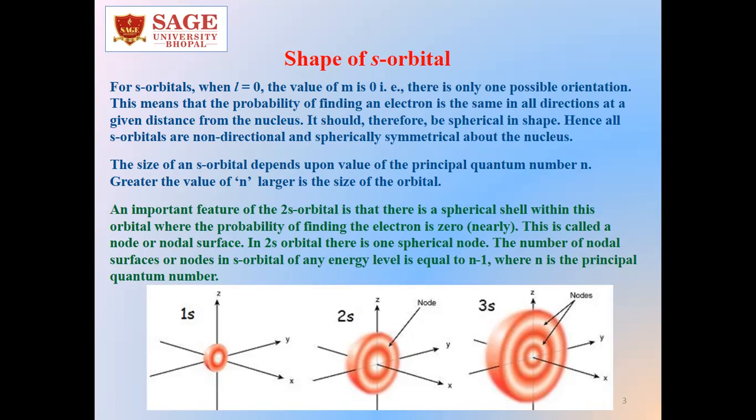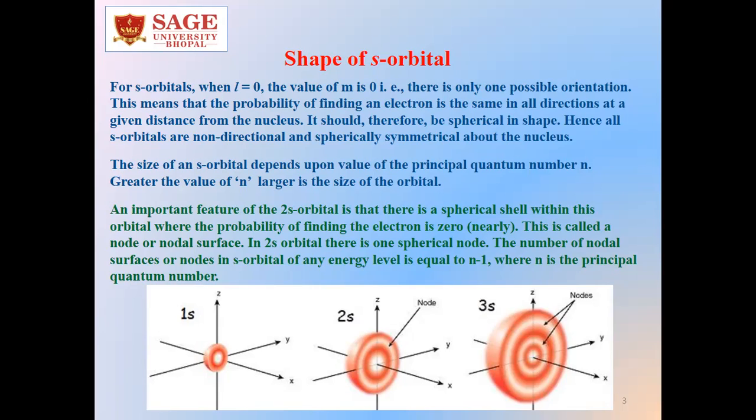The size of an s orbital depends upon the value of the principal quantum number n also. Greater the value of n, larger is the size of the orbital. So, 3s orbital is bigger in size compared to 2s orbital and so on.